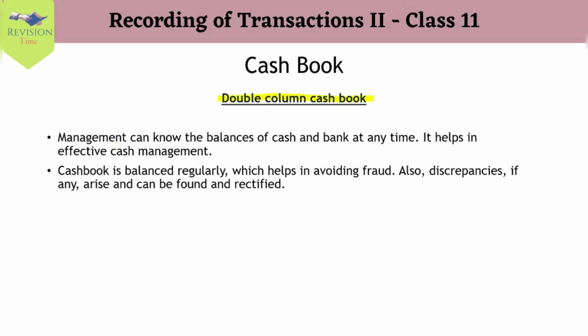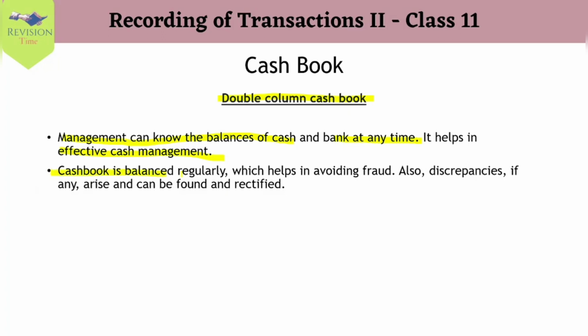With a double column cash book, management can know the balances of cash and bank at any time. It helps in effective cash management. By maintaining a double column cash book with cash and bank columns on both sides, that is debit side and credit side, it helps the management to know the cash and bank balance at any time. So it makes it easy to compare and understand our cash and bank balances.